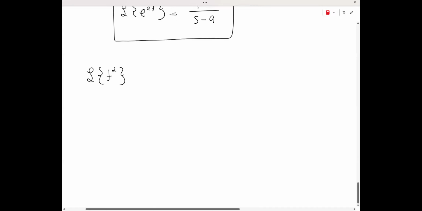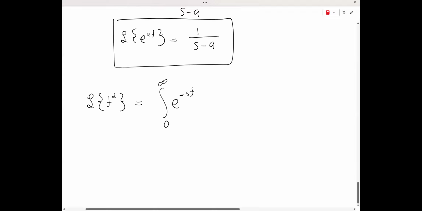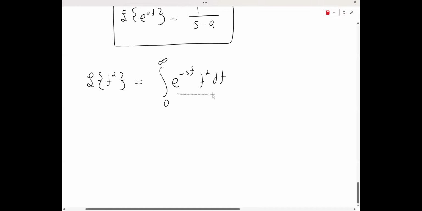Okay, this makes a bit of a mess here, but on this one, that'd be the integral from 0 to infinity of e to the negative st times, so looking for this one now, the Laplace of t squared, times t squared dt. So you get this here. Okay, and this integral is a little bit messier. Unfortunately, this is integration by parts. Okay, so you get integration by parts here.